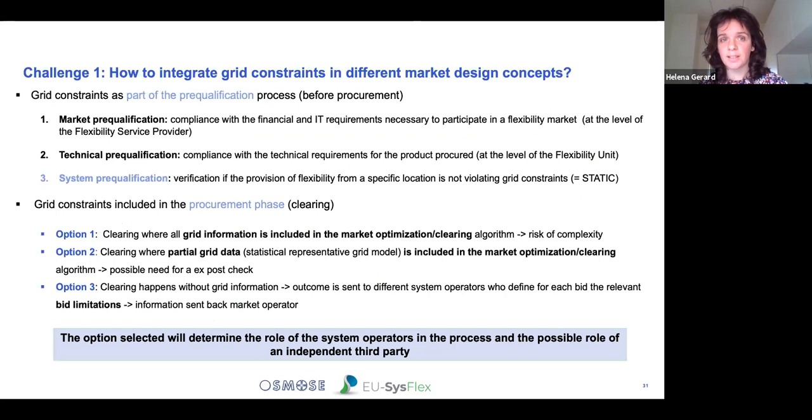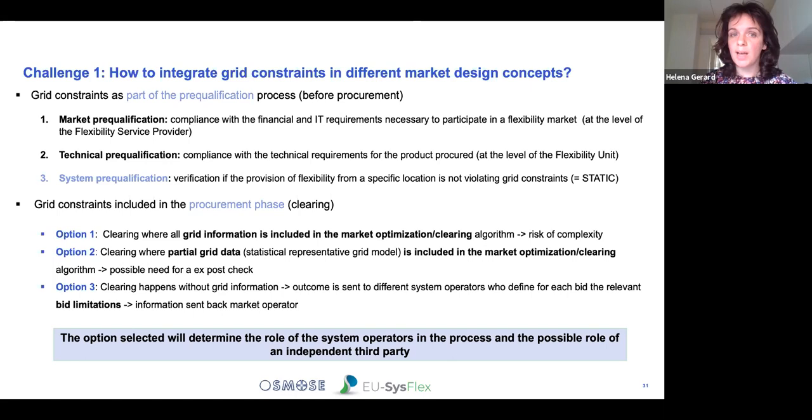So first challenge, grid constraints. First element is, you can include grid constraints before the process of procurement, so then it's part of the pre-qualification process, or you can do it during procurement. When you do it before, it's typically, I would say, a static system pre-qualification, where you just verify if the provision of flexibility from a specific location is not violating grid constraints. This is how it's done today, but it might become insufficient for the future.